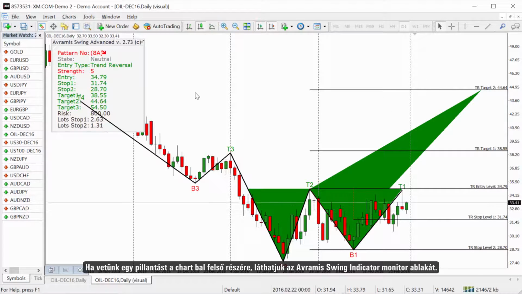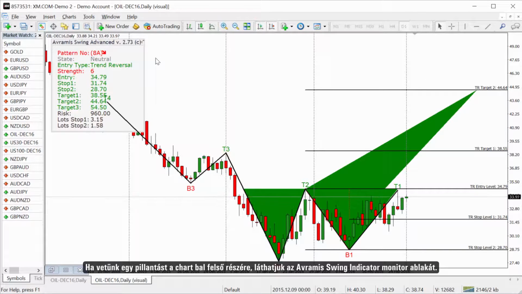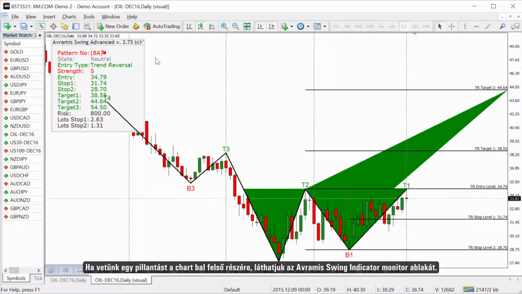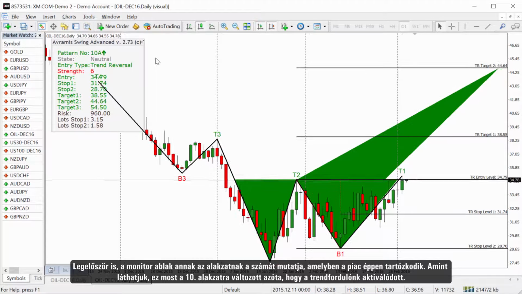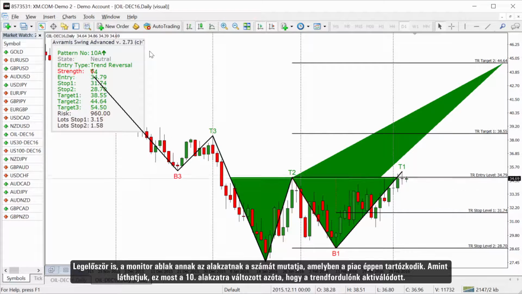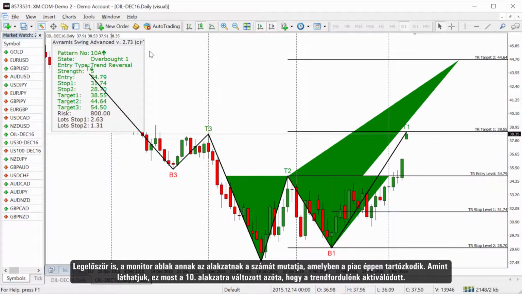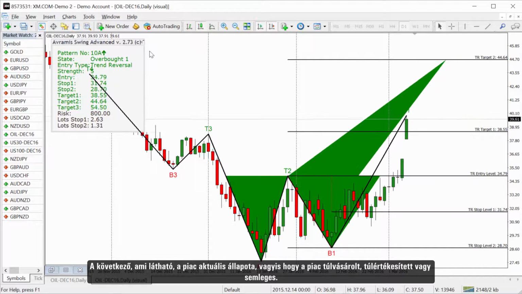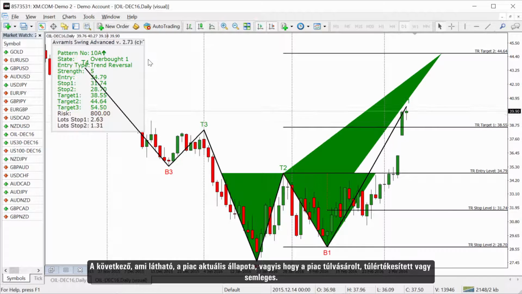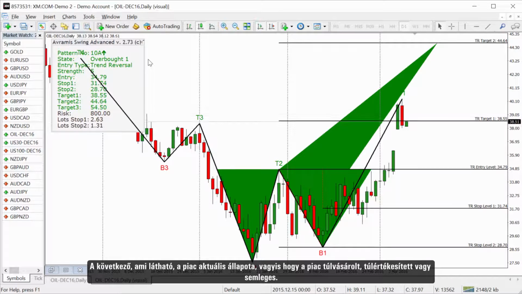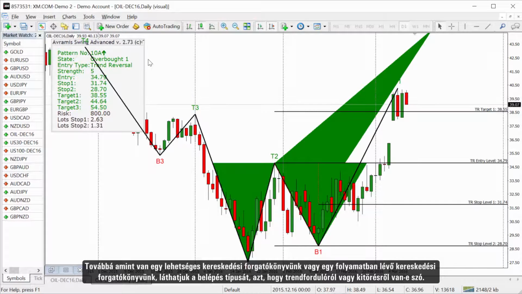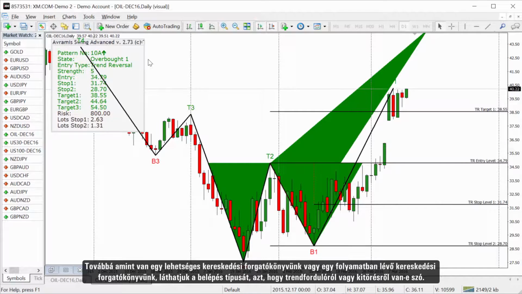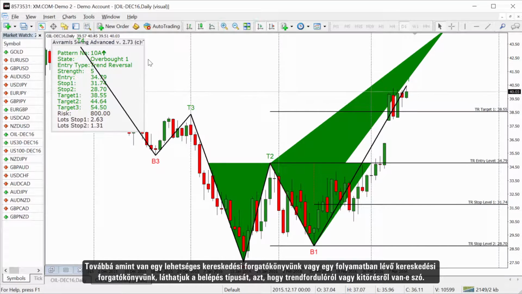Now, if we look in the top left-hand side of the chart, we can see the monitor panel of the Avramis swing indicator. First and foremost, what the monitor panel is showing us is the pattern number that the market is in. As we can see, it has now changed to a number 10 ever since our trend reversal was activated. The other thing we can see is the state the market is in, whether overbought, oversold, or in a neutral state. Furthermore, once we have a possible or an ongoing trading scenario, we can see the entry type, whether it is a trend reversal or a breakout.